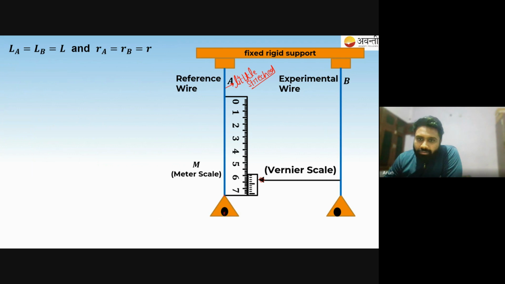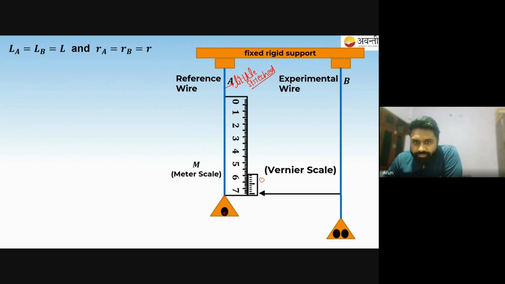The load is present in both wires. Now we are going to increase the load on the experimental wire. Because of this load, a stress will be developed in this wire, so this wire will get elongated. When it gets elongated, the vernier scale will move on the meter scale, and we will note the readings, so that we know how much the experimental wire gets stressed with respect to the reference wire. With the help of this pointer, we are able to measure how much the experimental wire is elongated with the help of these loads.